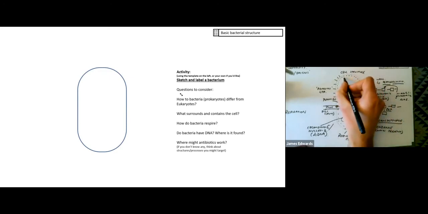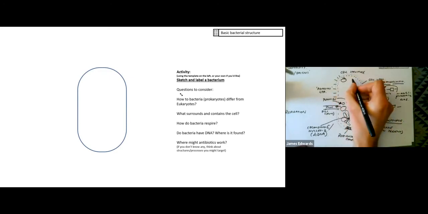What else do we have? Well, we have ribosomes. Remember, a ribosome has a small and a large subunit.